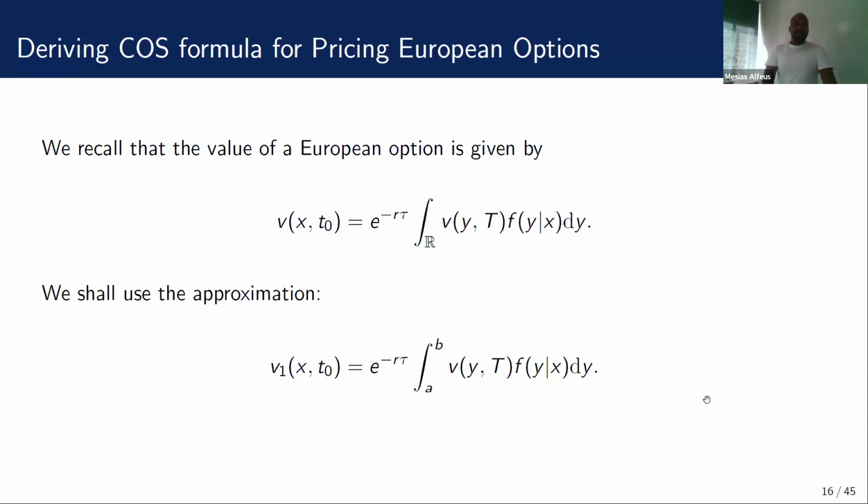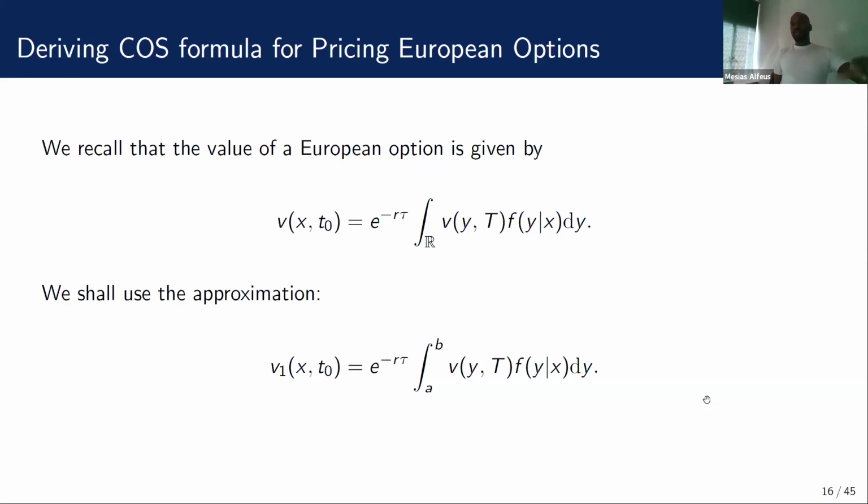So now going back, we want to derive the COS formula for pricing European options. In order to do that, we go back to our definition of the value of the call or put option. So V is the value of the option at the initial date, T0. So we look today, so capital T is in the future. Tau there is the difference between capital T and T0. So that is the time from now until maturity.